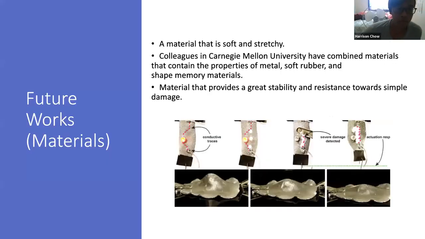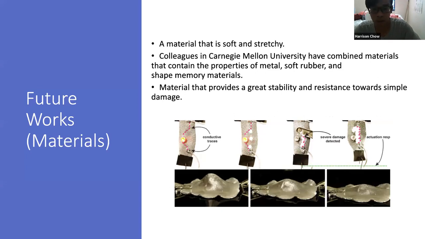Thank you. So this is the future work for materials. As I mentioned before about colleagues at Carnegie Mellon University, this material is soft and stretchy. And yes, it may contain some soft rubber that is plastic, but it's not fully made of plastic all the way.